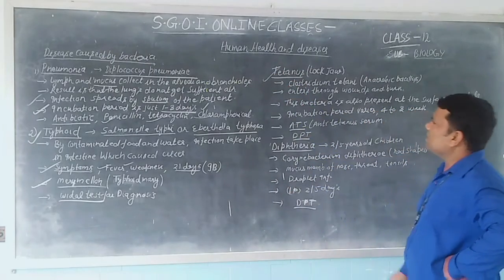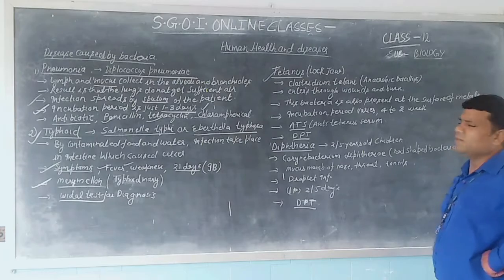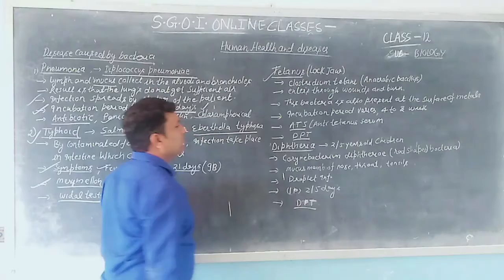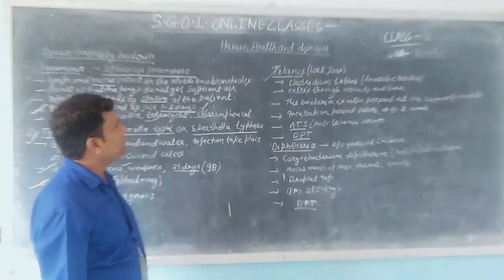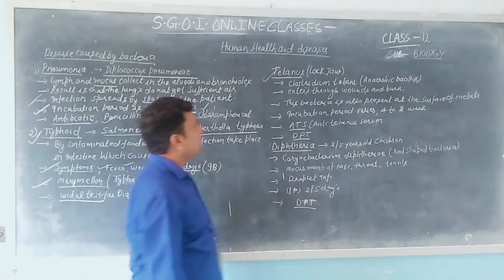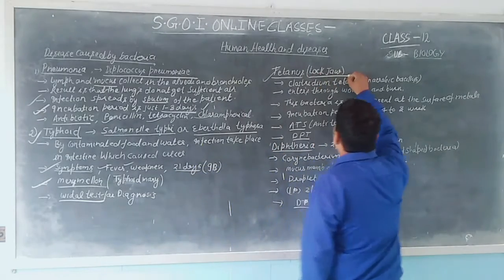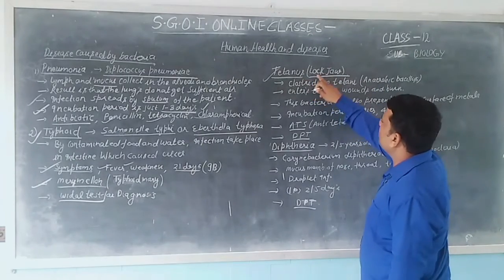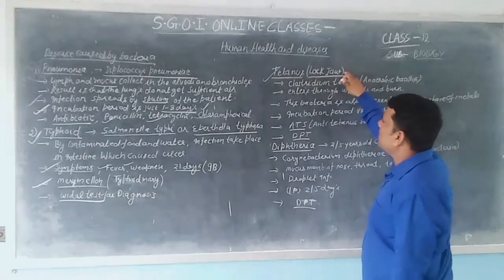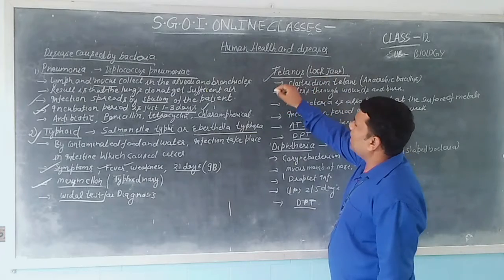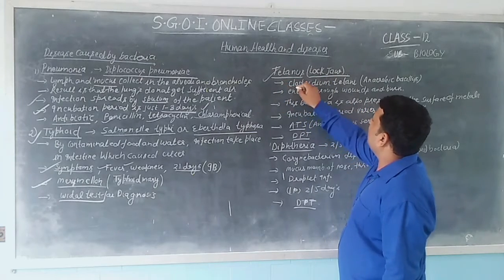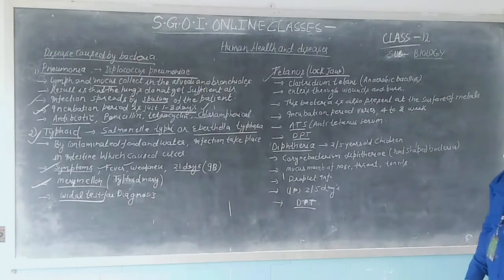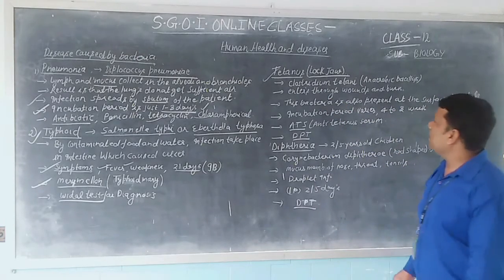Next disease, tetanus. It is also known as lockjaw. This is one of the major and very dangerous diseases. Tetanus is known as lockjaw, or jaw lock. It is caused by the bacterium Clostridium tetani. So the causative agent of tetanus is Clostridium tetani.